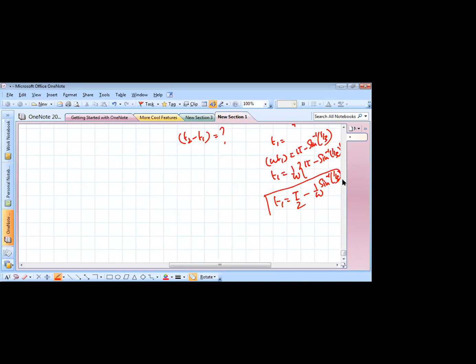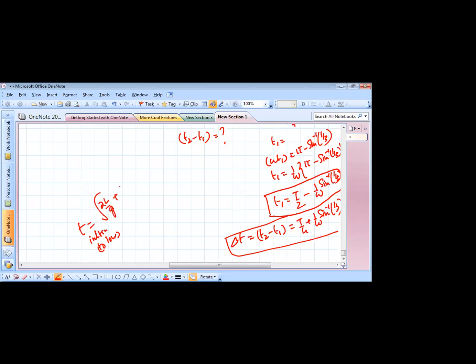So my T1 has come. Now my delta T part, when the spring is engaged, is T2 minus T1. So that is 3T by 4 minus this. So 3T by 4 minus T by 2 will give me T by 4. And minus this will become plus, plus 1 by omega sine inverse 1 by 3, where omega from that SHM is square root of K by M. So my total time from initial to lowest point will become what? The free fall time, which was square root of 2L by g, plus this time of the oscillation. That will become the time from initial to lowest position.